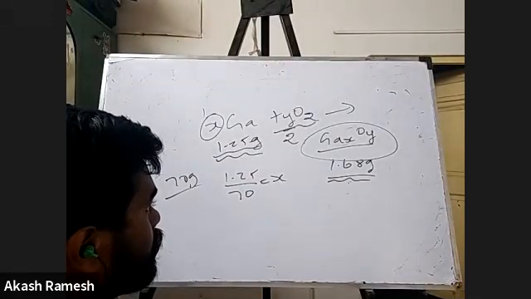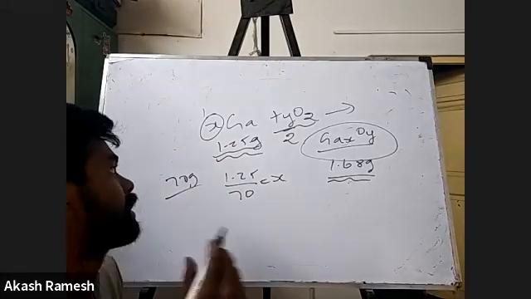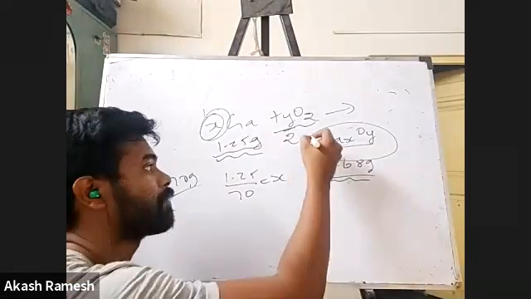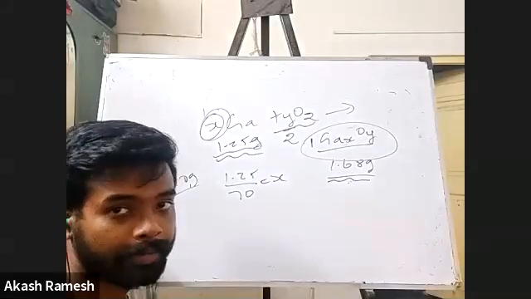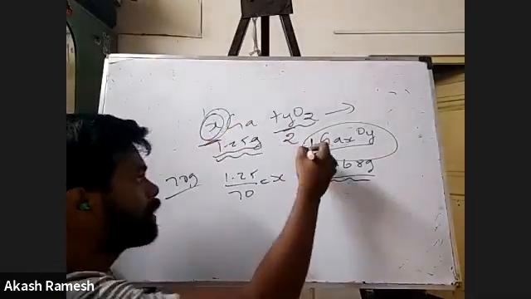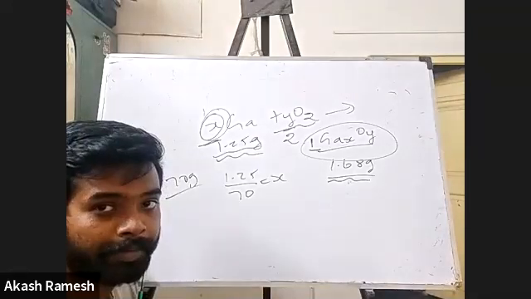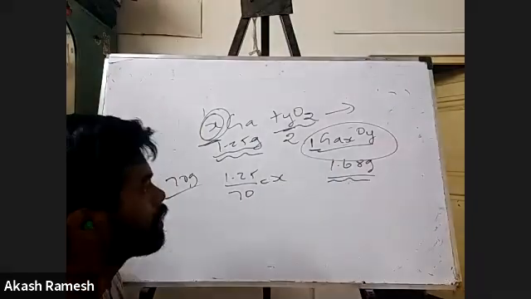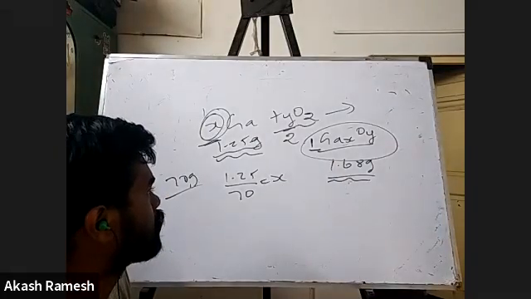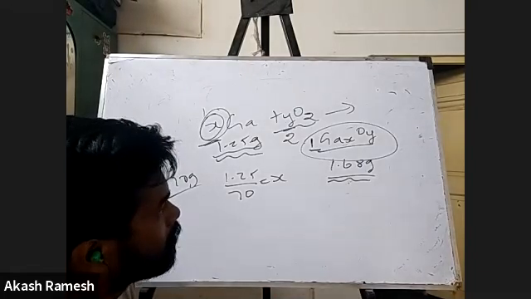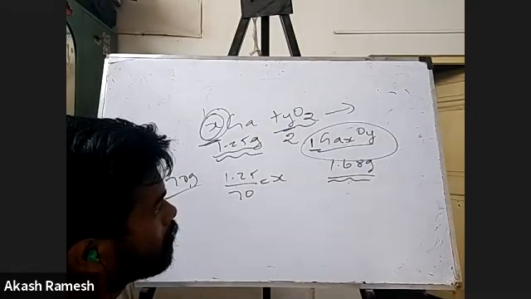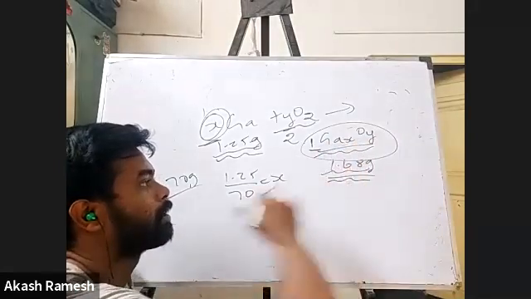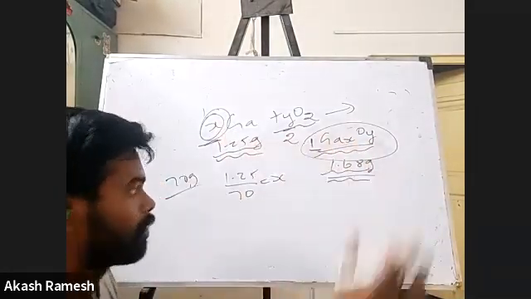Now what I understand is that X moles of gallium gives me 1 mole of gallium oxide. Can I say that X moles of gallium gives me 1 mole of gallium oxide? We don't know what X is, but no issues.